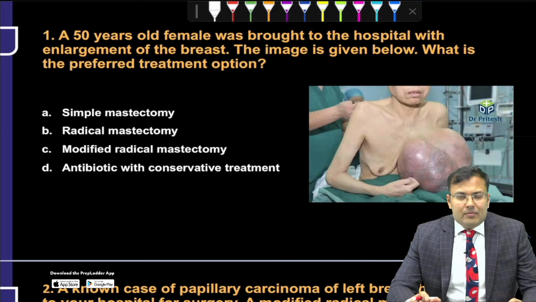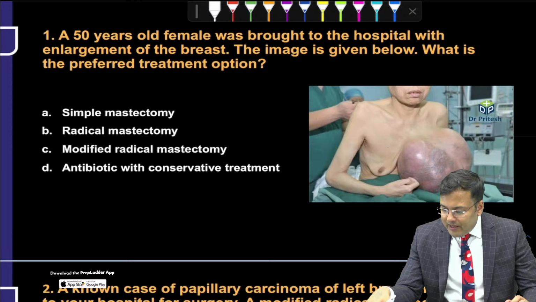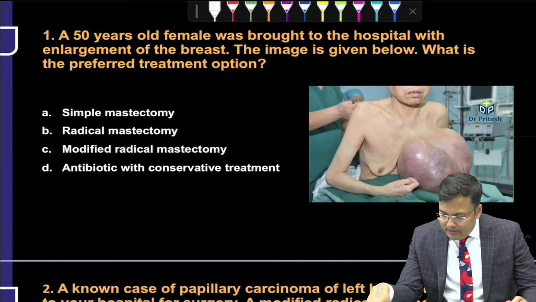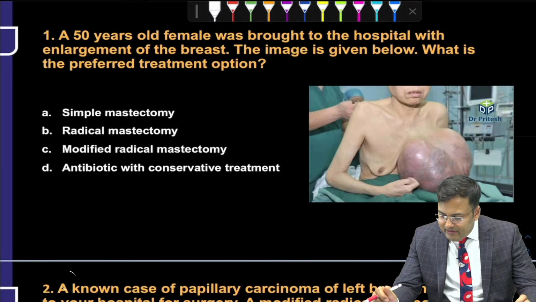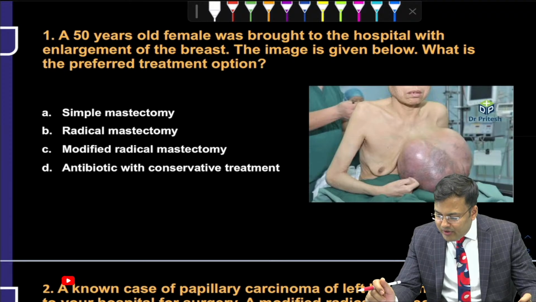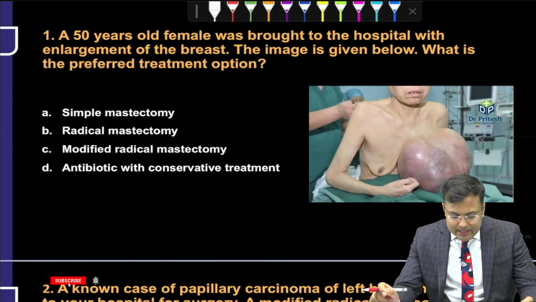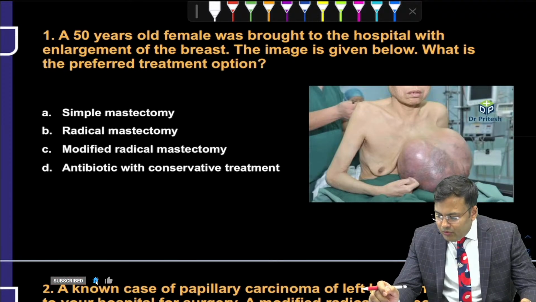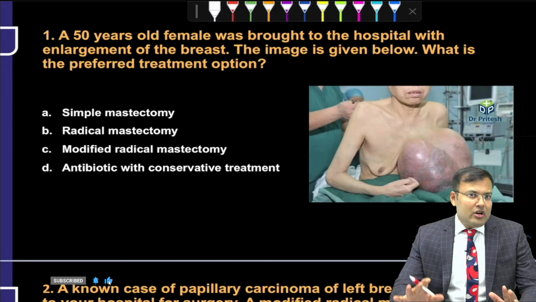So tell me what is the preferred treatment. I'm waiting for your reply. Rahul, Diksha, AK-47. Okay, AK-47 is there. Pankhudi, Shoaib Khan. Everybody is marking A. Atanu Shahu, everybody is marking A. Majority of you are marking A.